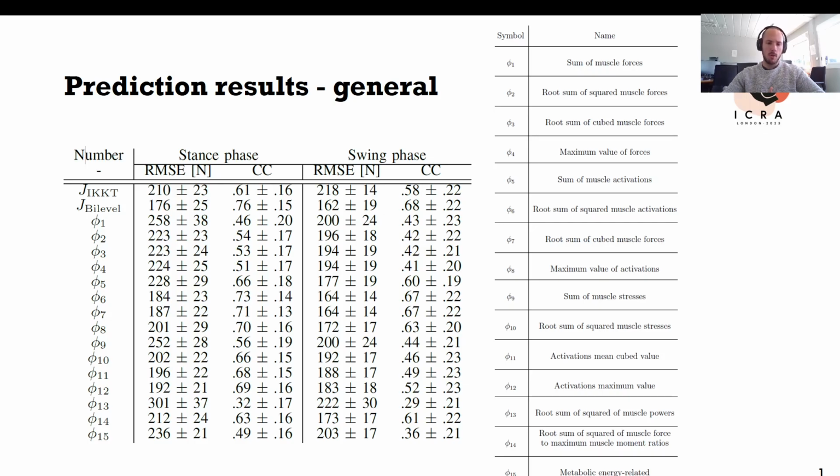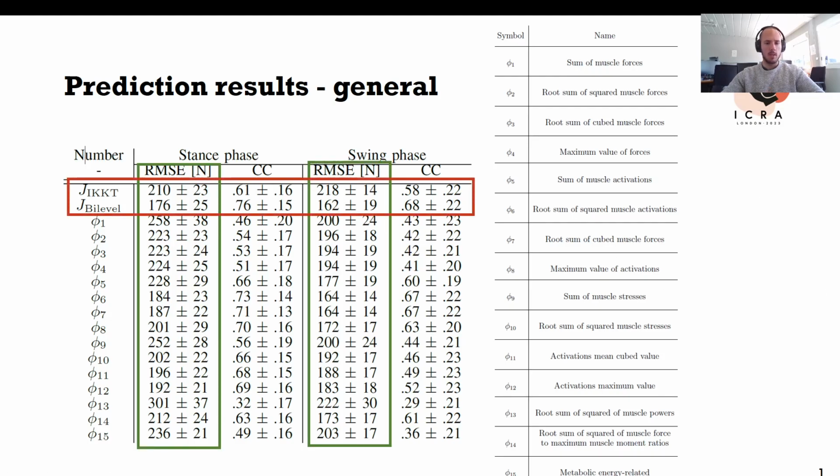Here are tabular numerical results for predictions with IKKT, bilevel, and individual cost functions. Column-wise, you can see the bilevel method gives the smallest error. Row-wise, you can see the IKKT method falls behind.